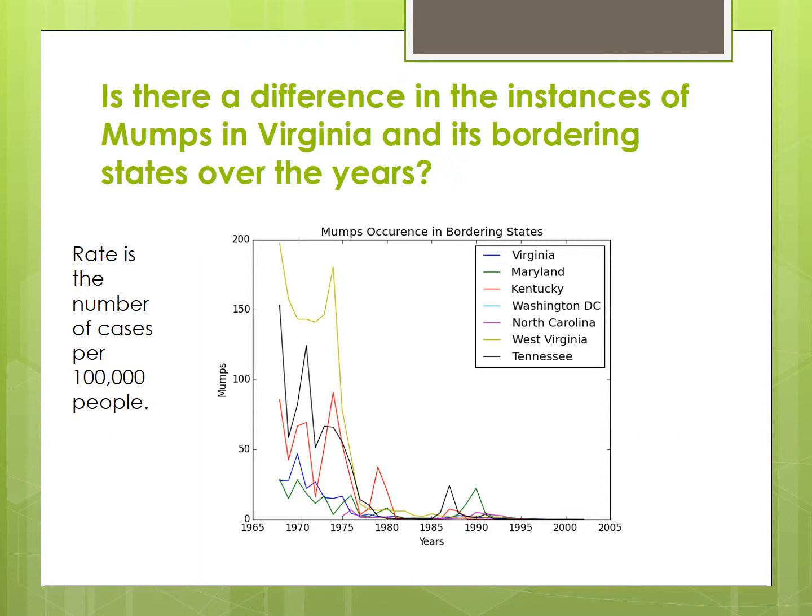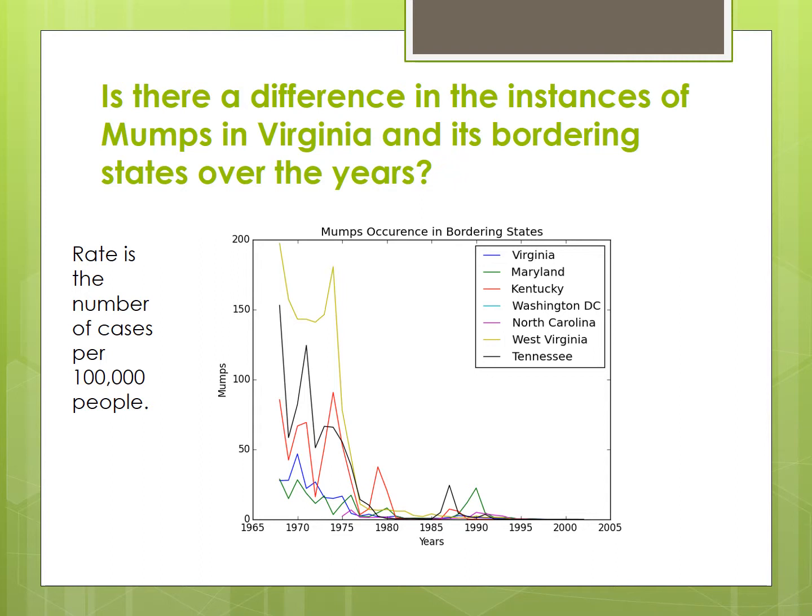Between 1980 and 1985, none of the locations had many cases of the mumps, and in 1986, Tennessee saw an increase in cases, and in 1988, Maryland saw its highest rate of mumps cases. Also, since 1990, none of the locations have had many cases of the mumps.